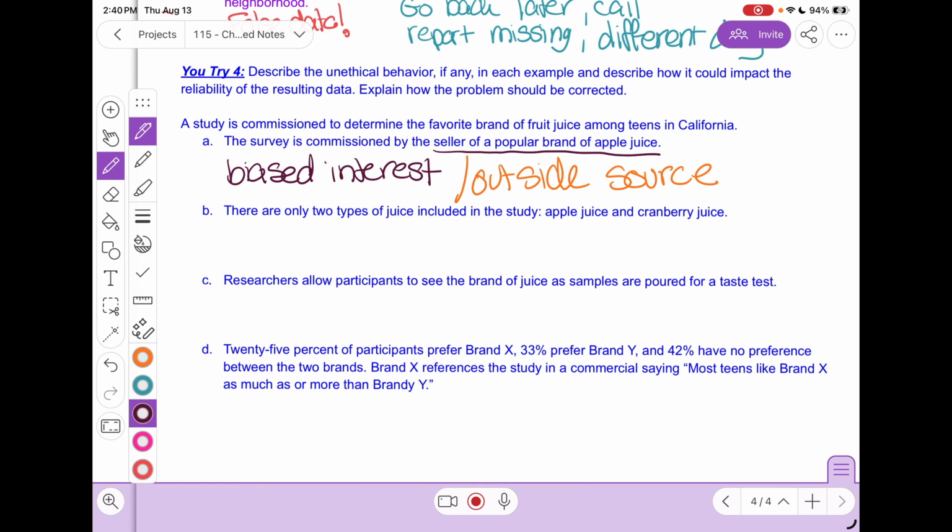There are only 2 types of juice included, apple and cranberry. So it's limited. It's not unethical, but it's limited. It's not giving people many choices. A better thing would be more options.